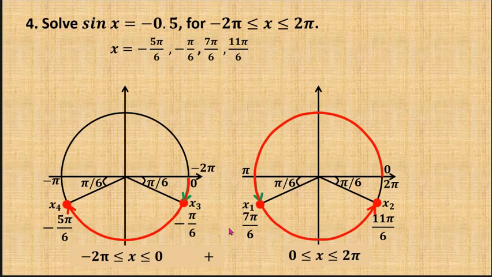So, conclusion. x4 is equal to x1, which is in the same quadrant, minus 2 pi. And x3 is equal to x2, which is in the same quadrant, minus 2 pi.